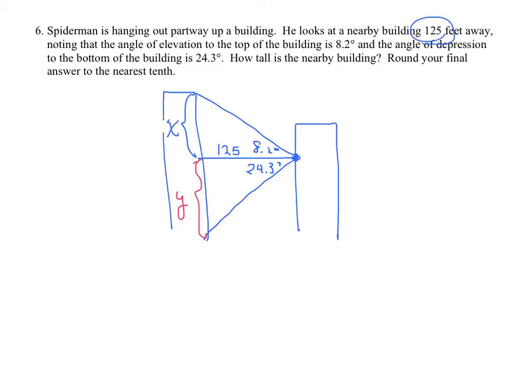Let's figure out some trig functions for X. So here we go. Well, it's opposite over adjacent. So the tangent of 8.2 degrees is equal to x over 125. Perfect. Good. So we get 125 times the tangent of 8.2 degrees is equal to x. So it's 125 times the tangent of 8.2, and I'm getting X is approximately equal to, and now I'm not going to round it yet. I'm going to go out like three decimal places.